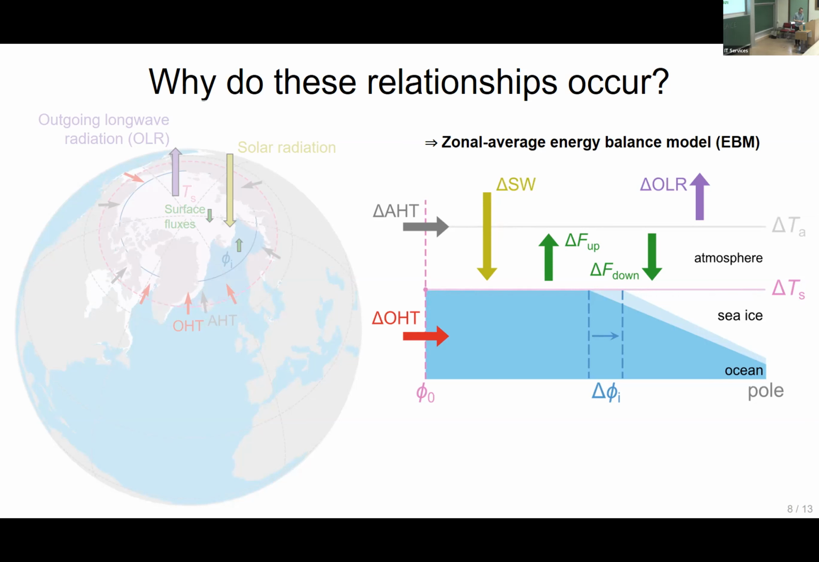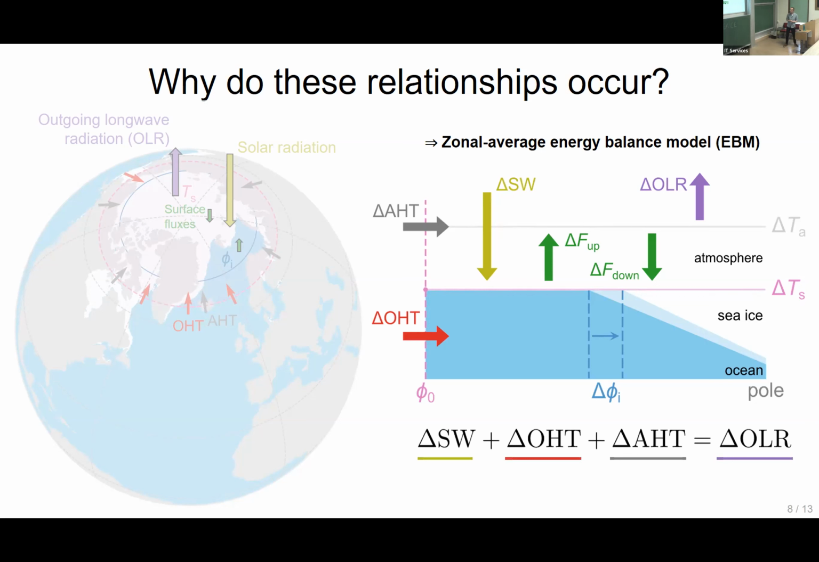If we just think about energy conservation, then we can write down this equation. This is simply saying net heat into the system, which is the shortwave, the yellow arrow, and the two heat transports across our reference latitude. And if we're thinking about changes in the system on long time scales, that must be balanced out by the heat out of the system, which is affected by the long wave radiation.